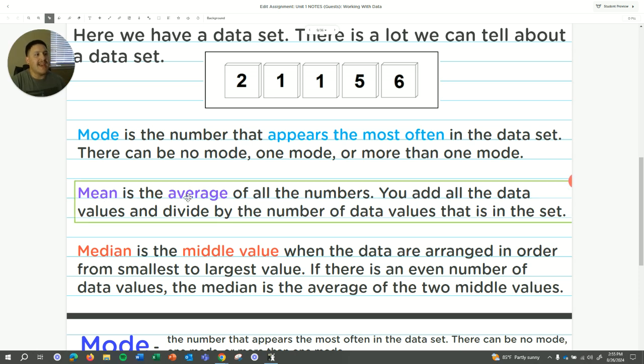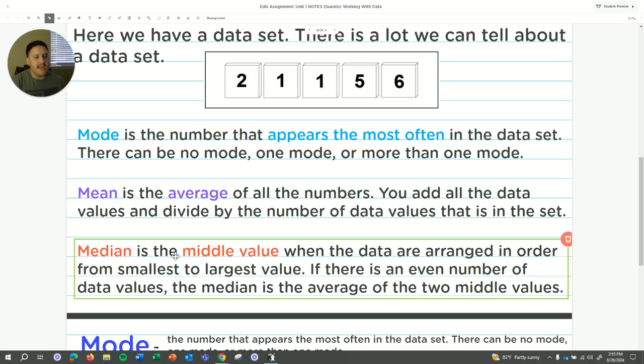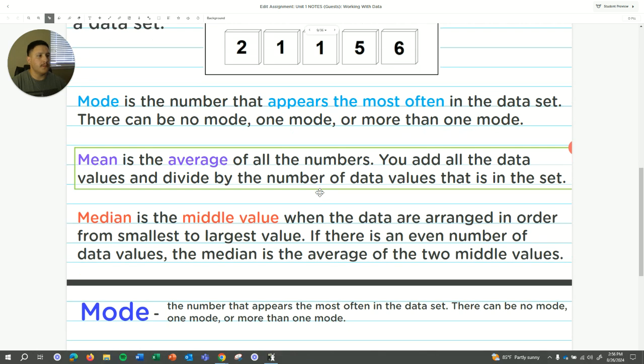Mean is the average of all the numbers. To take the average, you add all the data values and then divide by the number of data values that is in the set. Median. Median is the middle value when the data are arranged in order from smallest to largest. If there is an even number of data values, the median is the average of the two middle values. We're going to be going through examples of all these different things in a little bit, but this is the vocabulary of what we're fixing to go through.